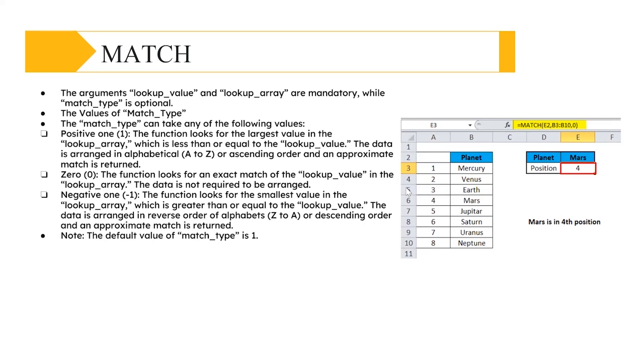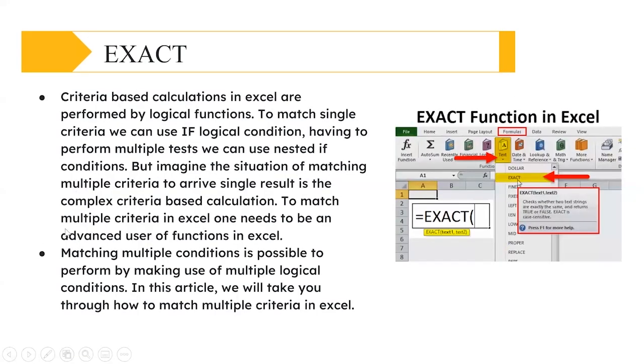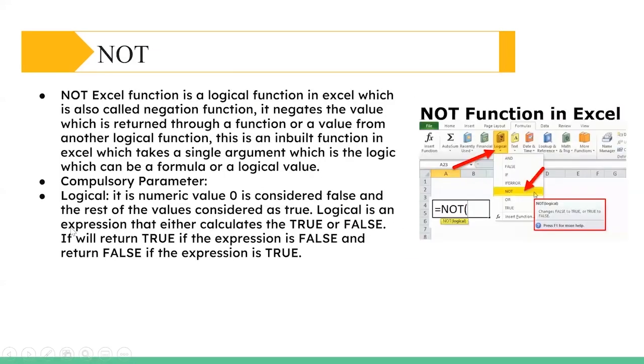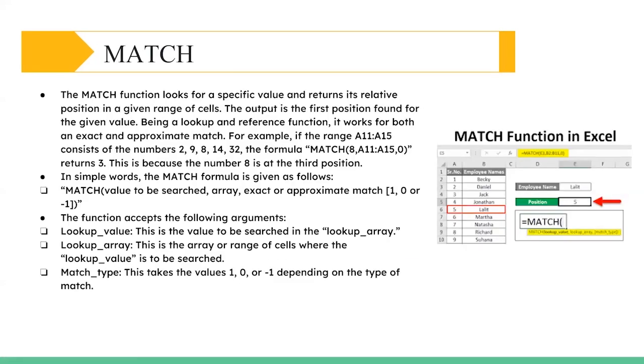The arguments lookup value and lookup array are mandatory. The MATCH function looks for a specific value and returns its relative position in a given range of cells. The output is the first position found for the given value. Being a lookup and a reference function, it works for both an exact and approximate match.